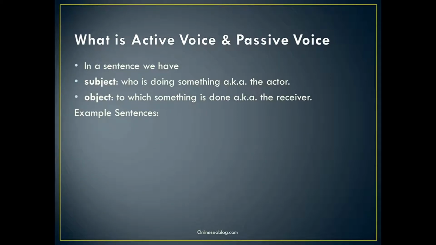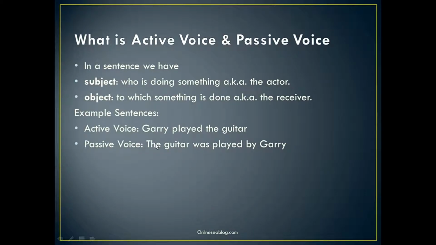So let's take an example here. Gary played the guitar. Now this is in its active voice, a direct form you can say. In active voice, Gary is the subject and guitar is the object. When we talk about its passive form, it is kind of saying it indirectly and placing the object before the subject: the guitar was played by Gary.